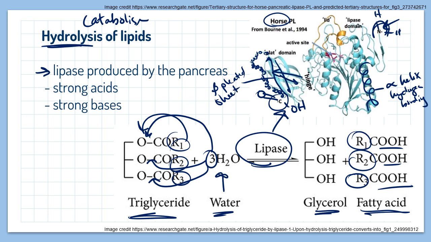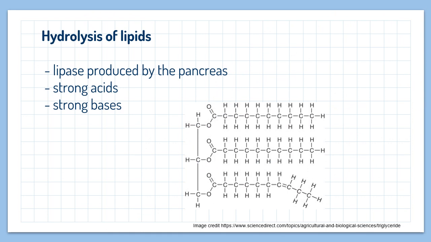We can do it with lipase, this enzyme that is a protein produced by the pancreas, dumped into the small intestine. We can also hydrolyze lipids by using acid as a catalyst. So we can add a strong acid like hydrochloric acid or sulfuric acid, and it can act as a catalyst to hydrolyze our lipids. We, of course, are still going to need 3 water molecules in here. And we're once again going to break this bond.